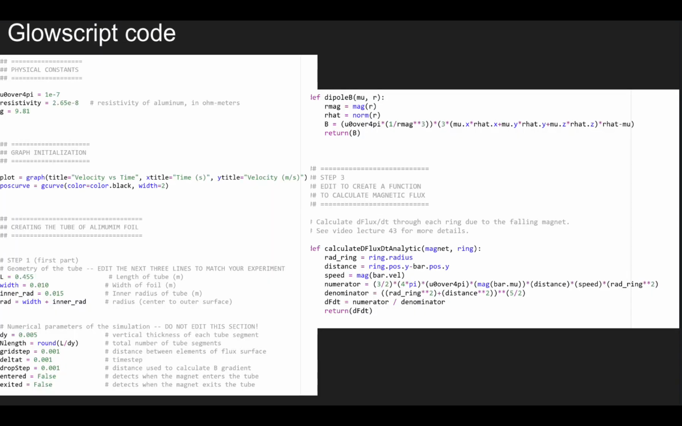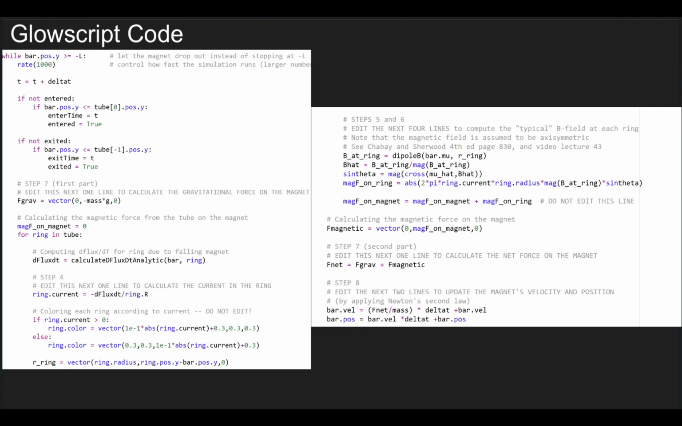The GlowScript code shows the starting conditions as well as the calculation for the dipole of the B field and calculating the flux over dt. These calculations were used in a loop to calculate the position and the velocity of the bar magnet in iterations, using dΦ/dt as well as the B field on the magnet.